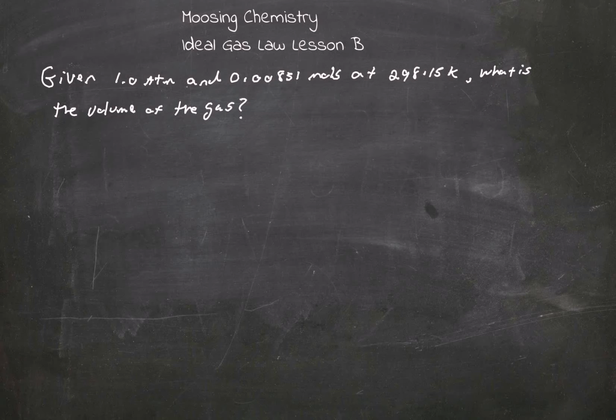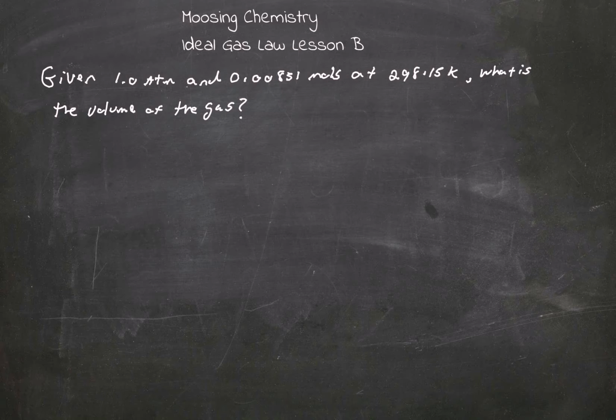Given 1 atmosphere at 0.0083 moles at 298.15 K, what is the volume of the gas? Okay, so now we know this is an ideal gas law because we have moles. That's important. If you see that in there, you know it's ideal gas law.